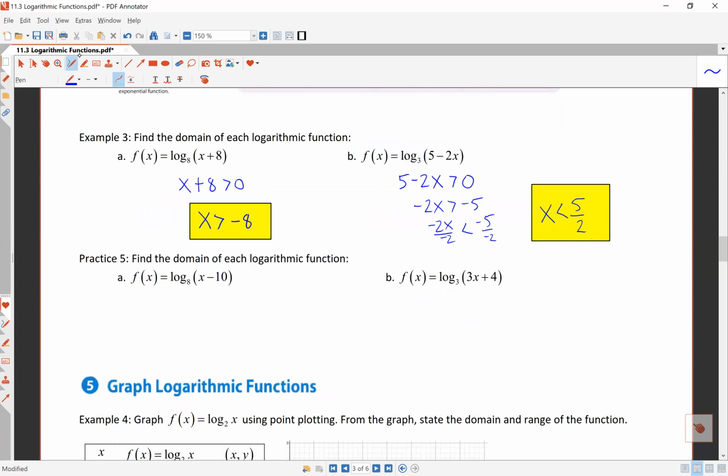The domain of a logarithmic function, we must ensure that the expression inside the log is always greater than 0. We want to ensure that x minus 10 is greater than 0, which tells us that x must be greater than 10. So the domain of this logarithmic function is all real numbers greater than 10. You could also write this in interval notation: 10 to infinity.